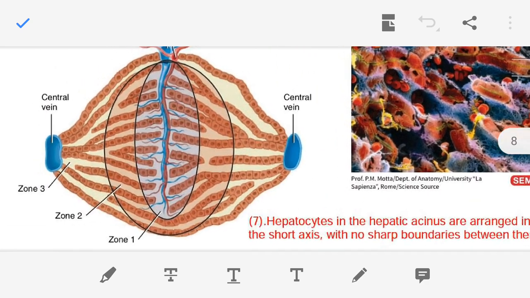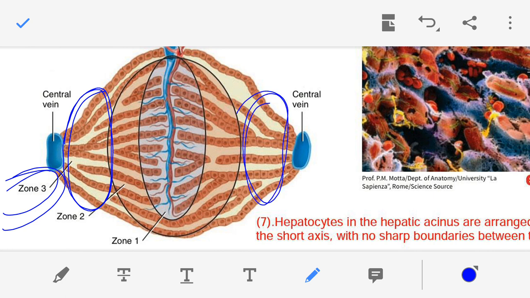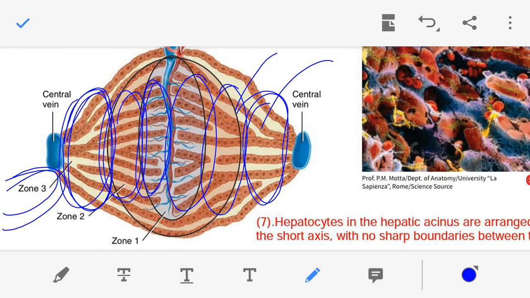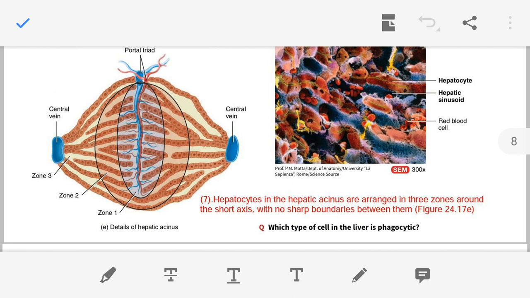and the cells, let's say this cell, this hepatocyte, all these hepatocytes, they are very close to the central vein and they are far away from the short axis. So this zone of hepatocytes is known as zone 3. Similarly, over here, this one is zone 3, this one is zone 2, and this one is zone 1. Over this side, this one is zone 1, this one is zone 2, and this one is zone 3. So the zones of hepatic acinus.